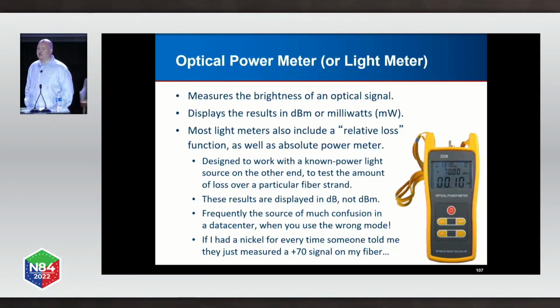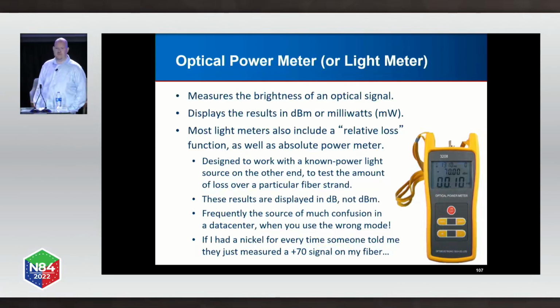But most light meters come with a relative mode, and you'll frequently see this as dB versus dBm. So dB is expecting a known transmitter on the other side, and you're measuring the loss of the cable. dBm is looking at it and saying, you're putting 4 milliwatts of power into me right now. And so you have to make sure you are in the correct setting.